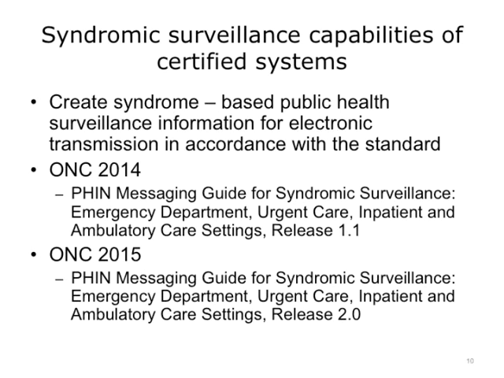ONC 2014 and ONC 2015 both include the capability for syndromic surveillance information to be formatted in a standard format and transmitted to a public health authority. The standard specification is published by the Center for Disease Control Public Health Information Network, or PHIN. That's why the specification is called the PHIN Messaging Guide.